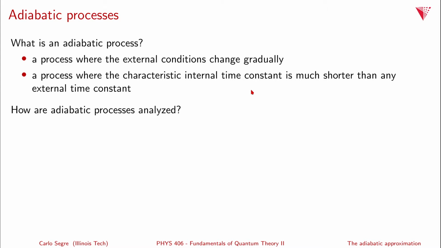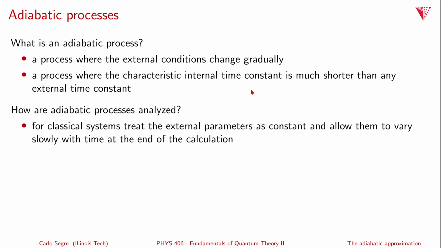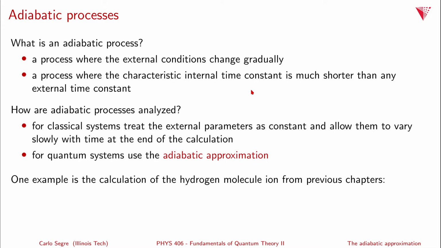And the next question is, how do we analyze adiabatic processes? Well, in classical physics, we treat the external parameters as constant and allow them to vary slowly with time at the end of the calculation. In quantum mechanics systems, you use the so-called adiabatic approximation, which is what we'll prove later on.